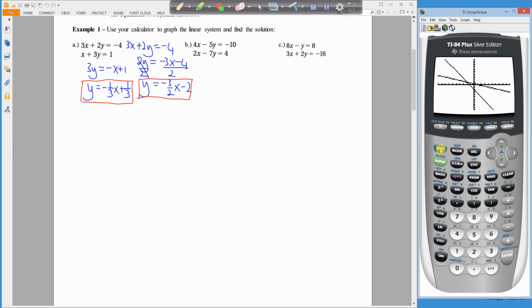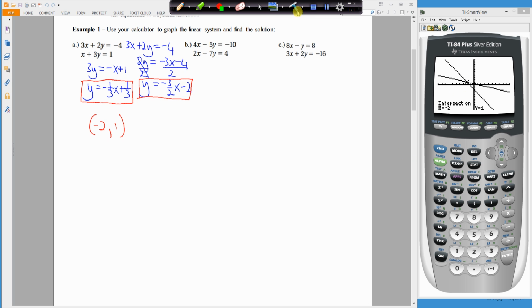But you can find that. You just go second, calc, right there, and intersect is number 5. Then it asks you questions. The first curve, or in this case the first line: yes, that one. The second one, it's flashing on there: yes, that's the second one. Do you want to guess? No, I want you to do it, calculator. And then you find the point of intersection is negative 2, 1. So that's the solution of the system. It's negative 2, 1.